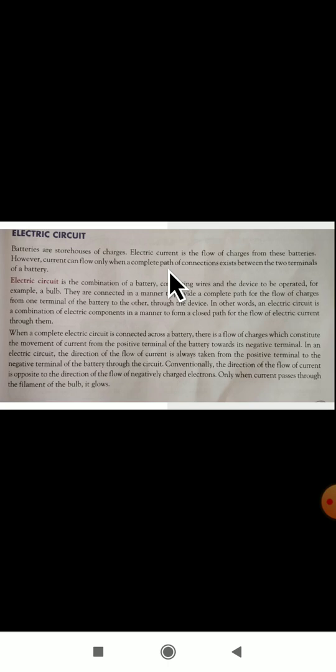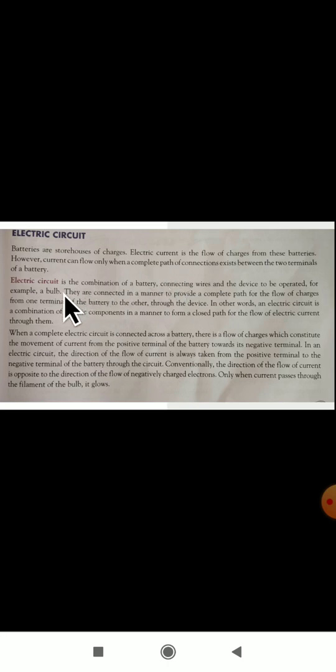When will proper current flow in a battery? When you connect a complete path, the connection should be proper. If you misconnect, if something is wrong in the connection, then the current will not flow. So the connection should be proper, and only then will the current flow properly.